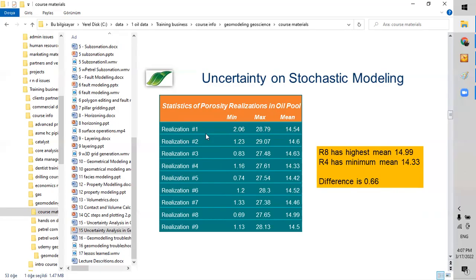At the end, if we drill thousands of wells and look at the results, it can be realization number 1, 2, 3, 4. They are all equally probable cases. That's why we might have to consider this or this or this or this. And the difference between them is 0.66. So that's the uncertainty based on our processing techniques.